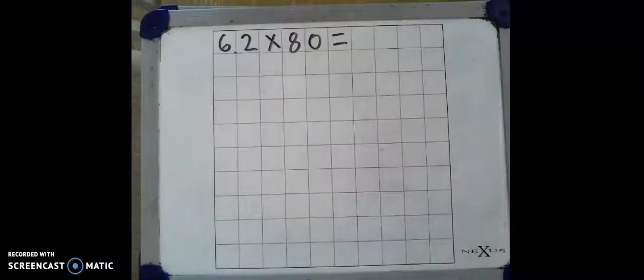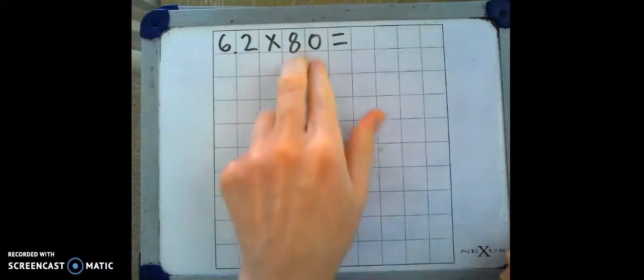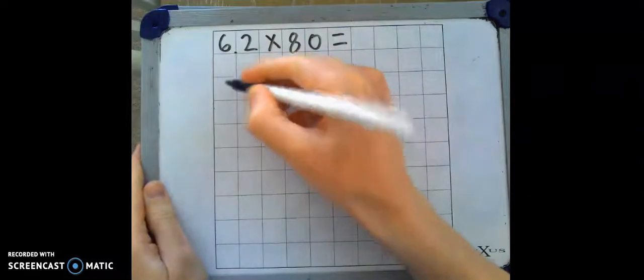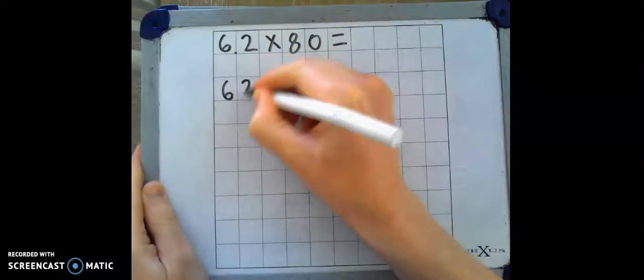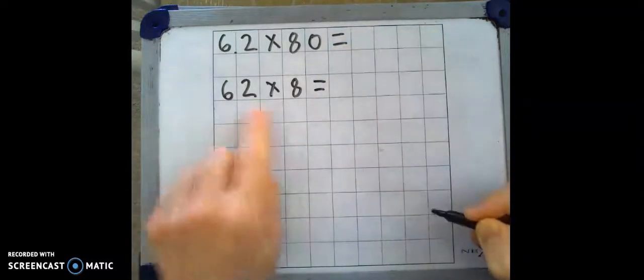Right, here we go back to the original calculation, 6.2 times 80. So remember, we're going to use our tip of making this side 10 times bigger and this side 10 times smaller, because this is a multiple of 10. We can do that. So this side, 10 times bigger than 6.2, is 62. 10 times smaller than 80 is 8. So now we have 62 times 8.